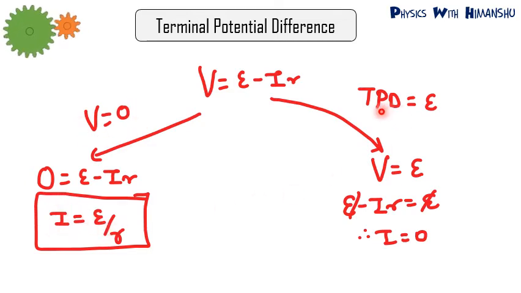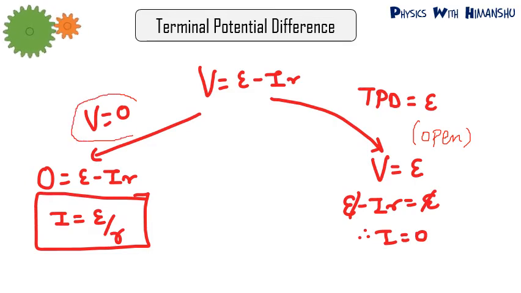And the second case is when TPD will be equal to EMF. In this formula we'll put V equal to E. So E and E will get cancelled out and current will be 0. So TPD will be equal to EMF when circuit is open. Remember that when circuit is open, then TPD will be equal to EMF, and when current is equal to E by R, then TPD will be equal to 0. So you have to remember both the conditions.